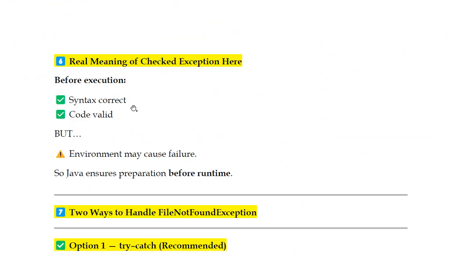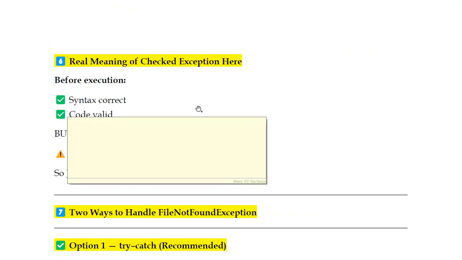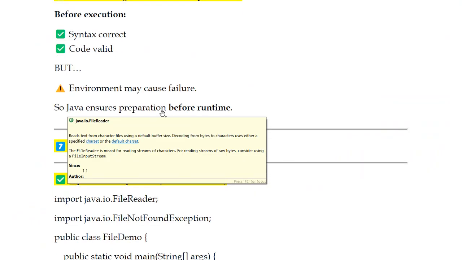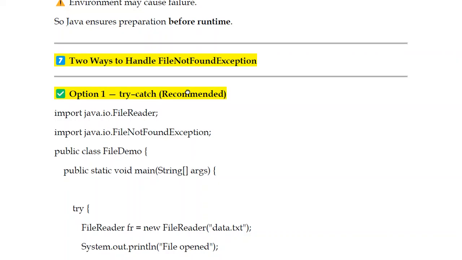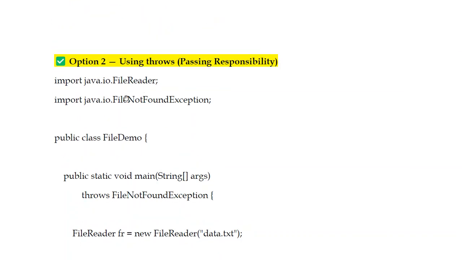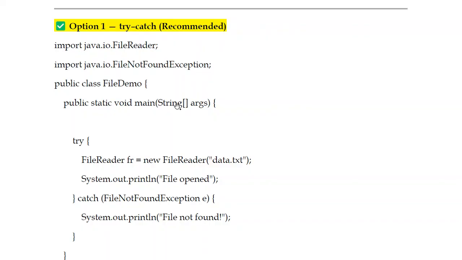So before execution, it will check the syntax is correct. Yes, the code is also valid, but the environment may cause failure, because of a wrong path or something. Unhandled exception type FileNotFoundException. Here also you're getting the same error. Java ensures the safer side before runtime execution itself. We should handle it. There are two ways to handle FileNotFoundException as usual: try-catch and using throws. Try-catch is recommended because then and there you are providing the solution.